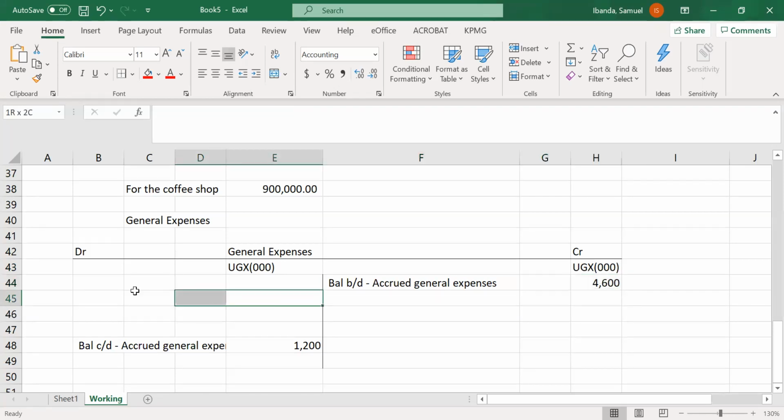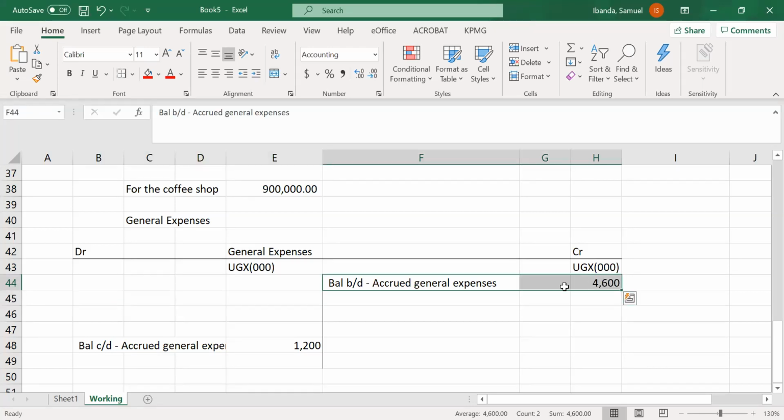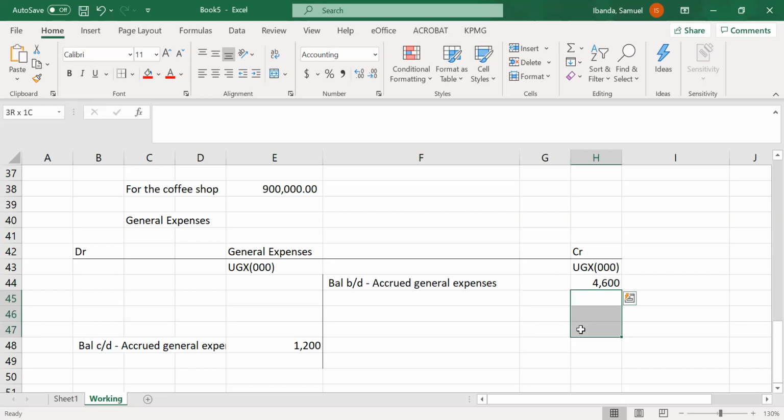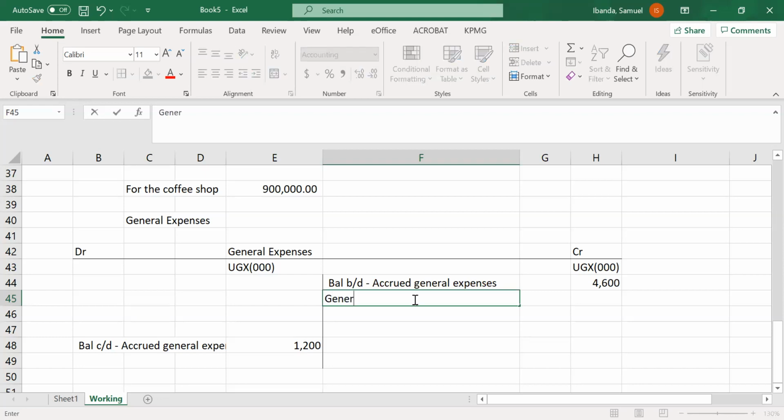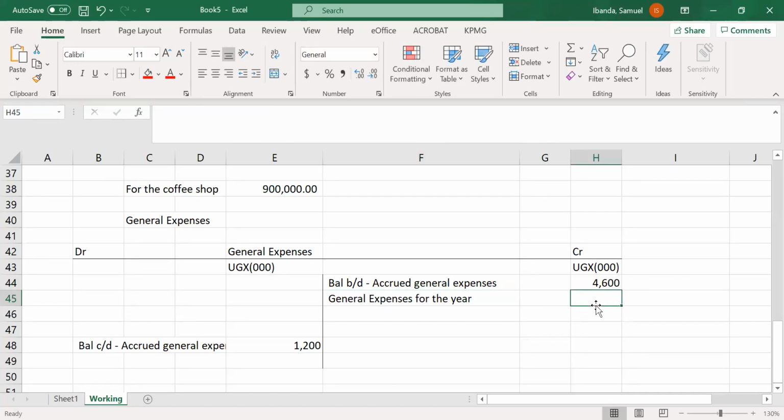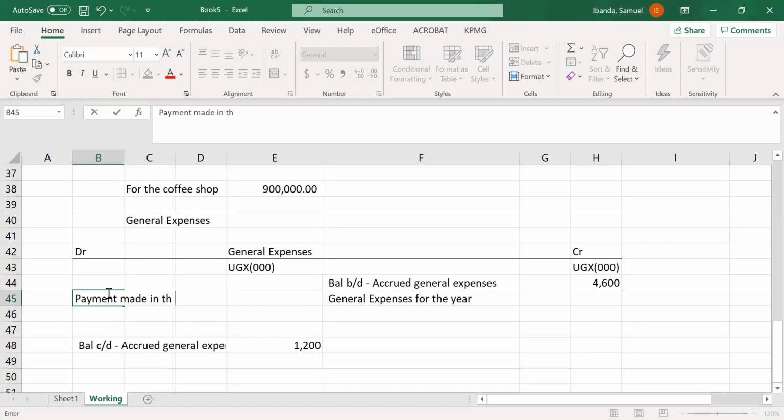And what would reduce the outstanding balance? We are using this accrued general expense. What can increase your liability and what can reduce your liability? What increases your liability are general expenses for the year. And what reduces your liability are payments made in the year.